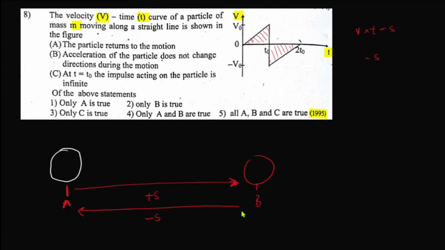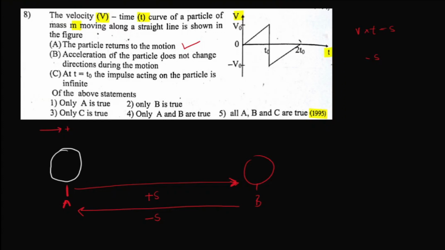Negative displacement means, because displacement is a vector quantity, the negative implies the displacement is in the opposite direction to that we considered. We considered this direction as the positive direction. So negative displacement means that the displacement is increasing in this direction. So it has come back to the same point, which means A is correct, right? Now we need to check the next statement.